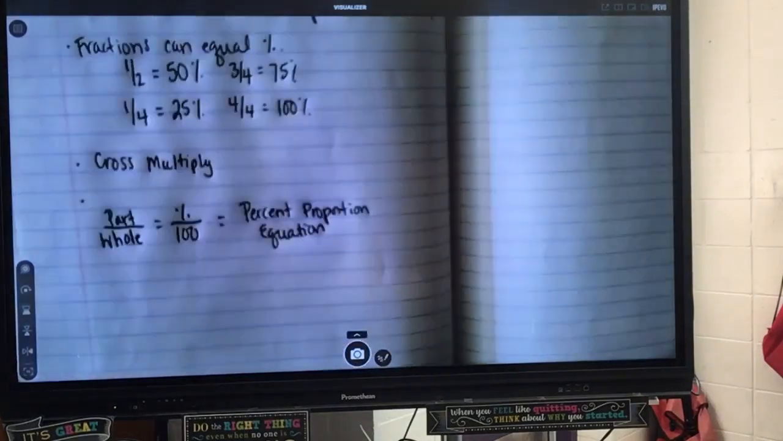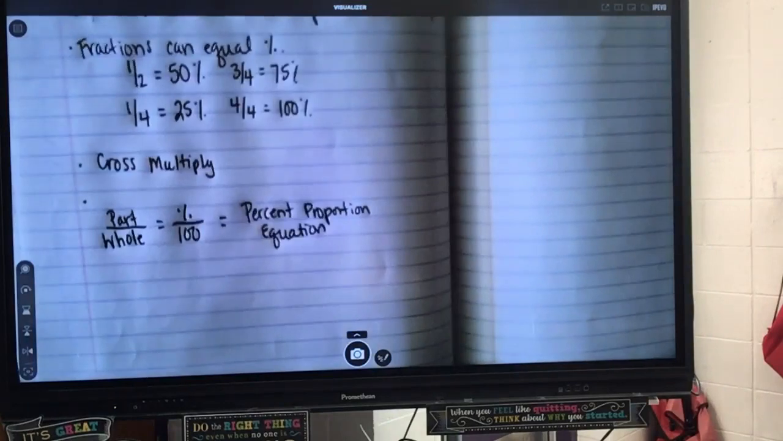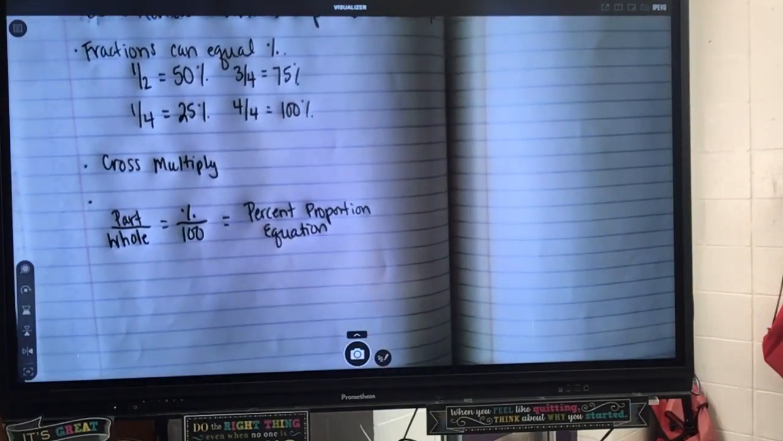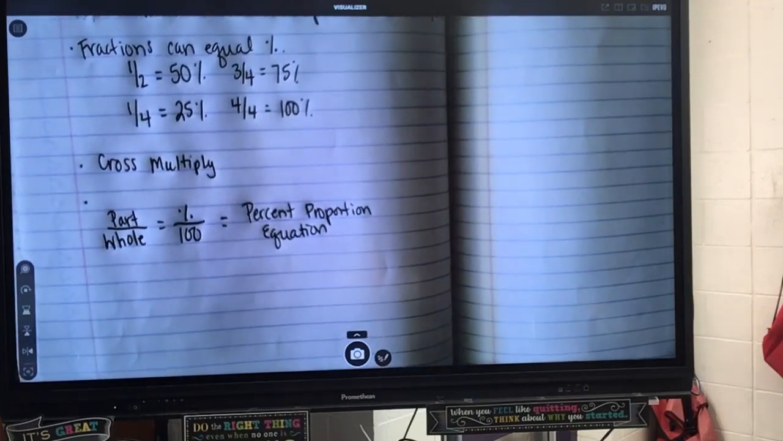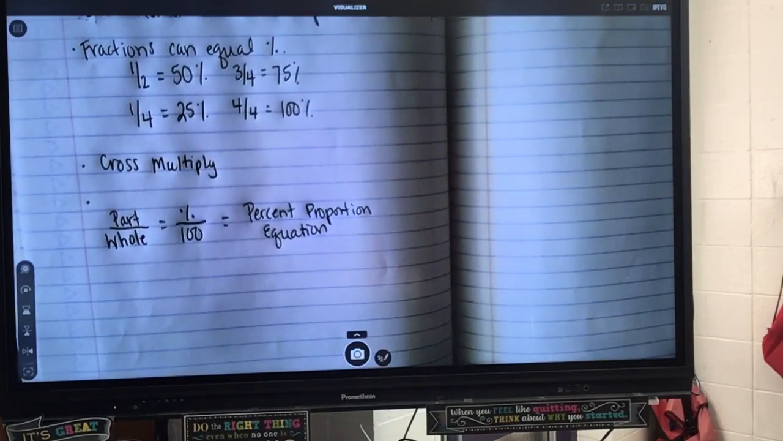And then as long as you understand that 1/4, half, 3/4, and 4/4 equals those benchmark percents, again, that's information that as long as you know, think about $1, think about out of 100, that kind of thing. You should be okay with your percent questions.